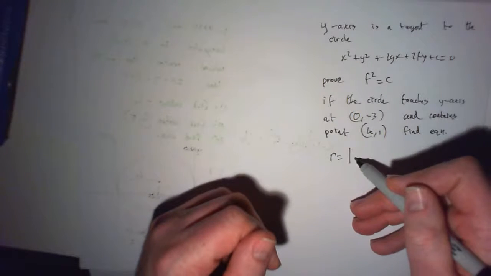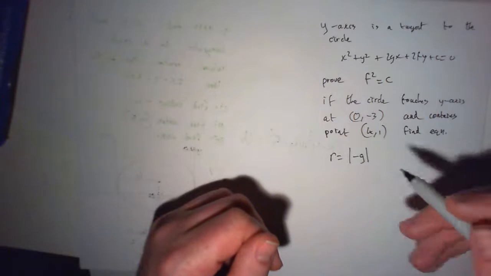Okay, so how do we prove that f squared is equal to c? Well, if it's touching the y-axis, that means we look at the other one. We know that the radius is going to be equal to the absolute value of minus g. So it's going to be easy to figure out. But anyway, let's have a look.